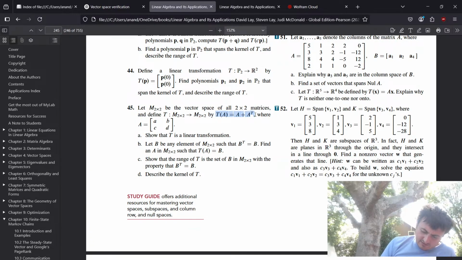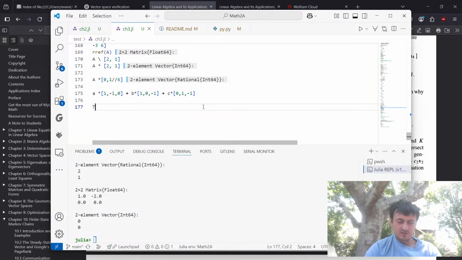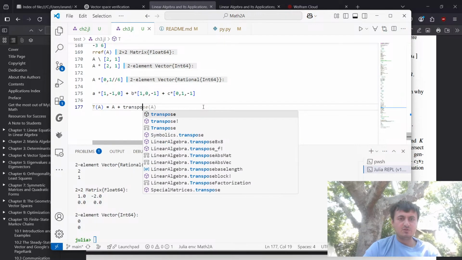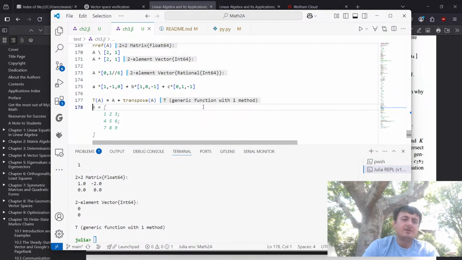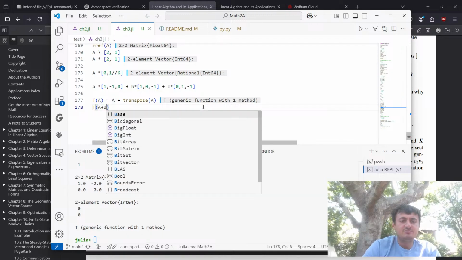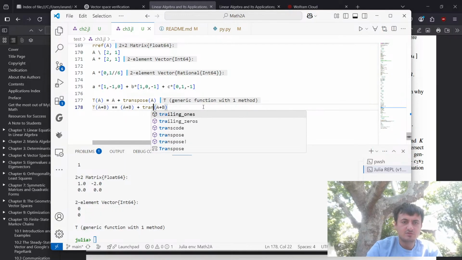So T of A plus B, we're going to get A plus B plus A plus B transpose. So, okay, wait, let me write it down so that we can see it. So T of A is equal to A plus transpose A. Okay? I don't know if I should have done that. Okay, but then T of A plus B is going to be equal to A plus B plus A plus B transpose.